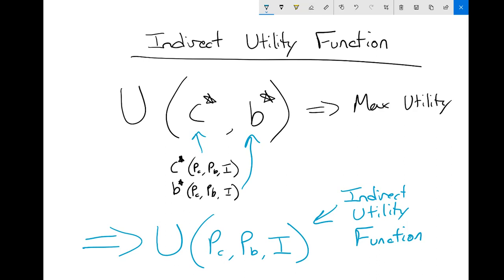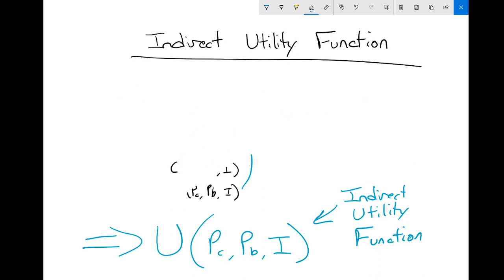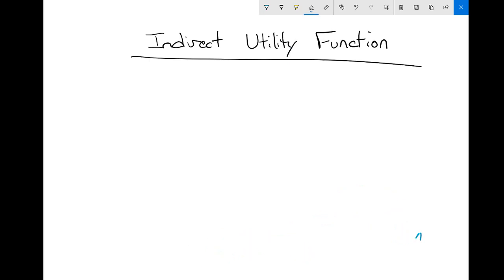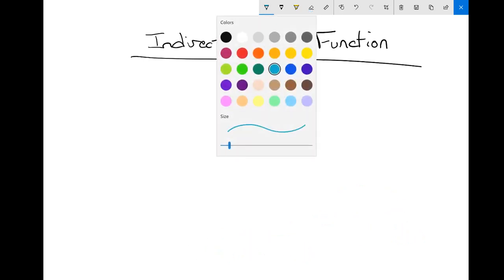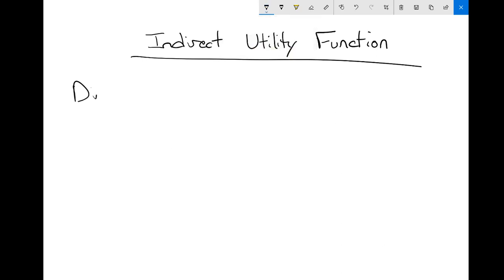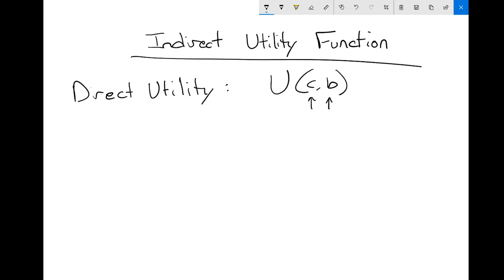Okay, let's make that even more clear. So let me make the distinction. We have the direct utility function. The direct utility function is the standard utility function we're used to. This function takes the goods as inputs, and it gives utility as an output.